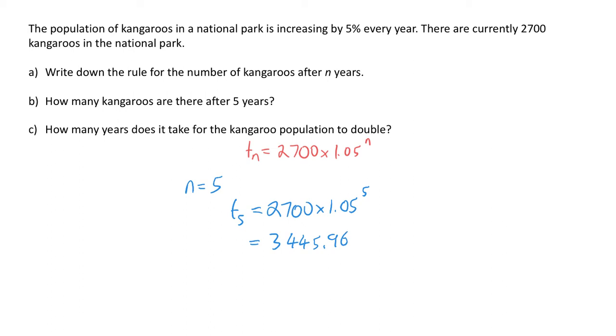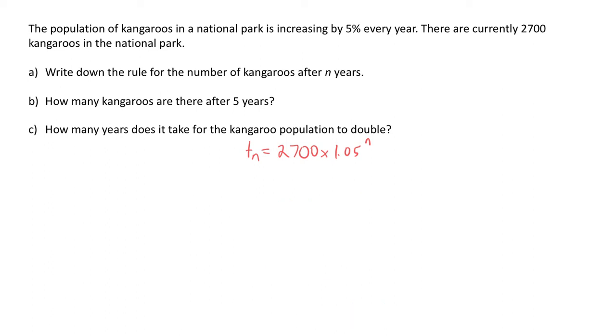So our answer is actually going to be 3,445. Even though it's 0.96, which is very close to going up to 3,446, when n is equal to 5, we actually haven't passed that next kangaroo mark yet. So the population is going to be recorded at 3,445. It's always good to write a statement to confirm what that value is. So the population in 5 years' time is 3,445.